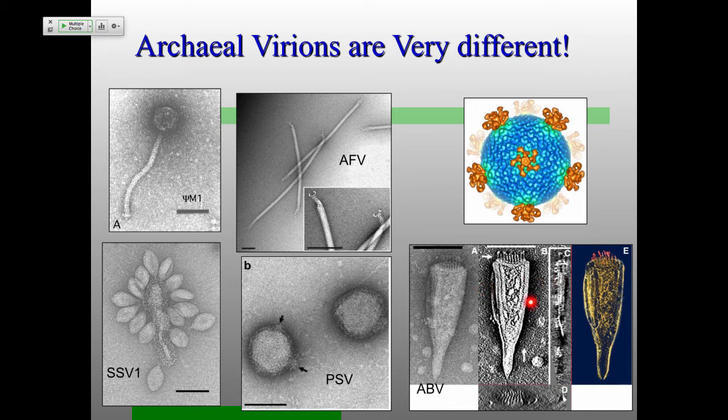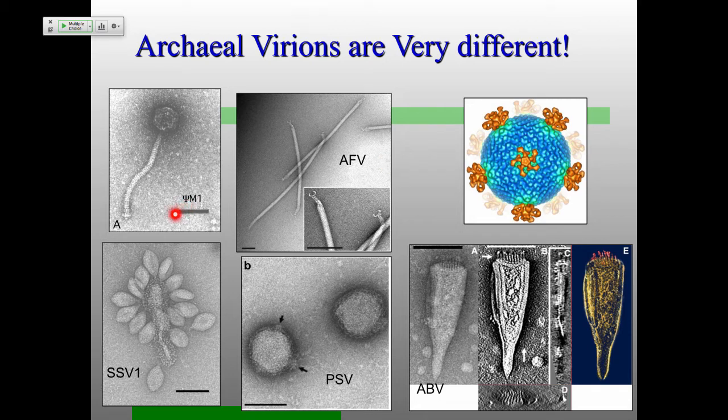This one we'll talk about a little bit later. The Acidianus bottle-shaped virus really does have this champagne bottle kind of structure. This one actually looks a little bit like some of the enveloped viruses that we've talked about before. Turns out it doesn't really have much of an envelope. This is the Pyrobaculum spherical virus, we're not going to talk too much more about. This one is the Acidianus filamentous virus.